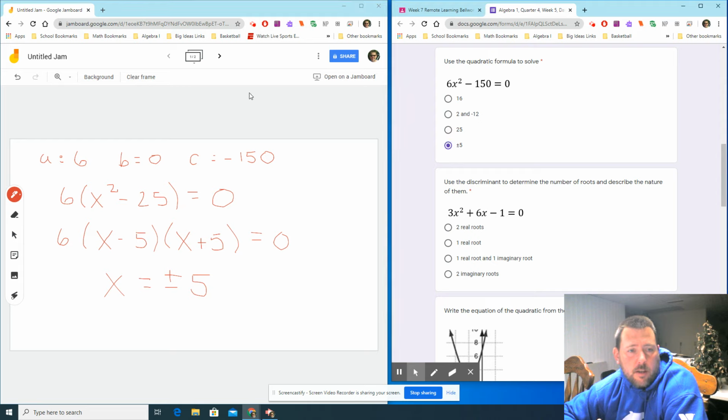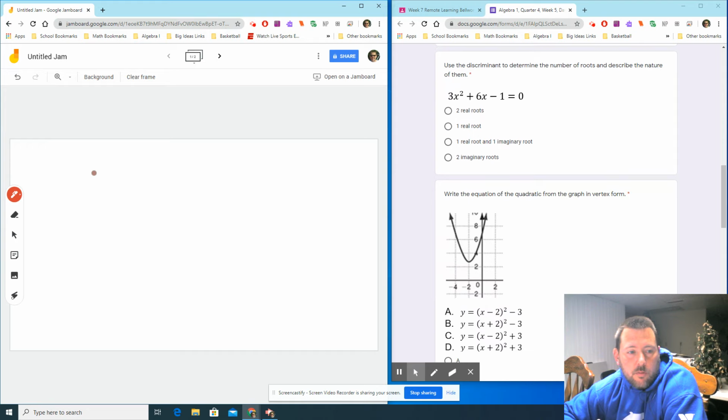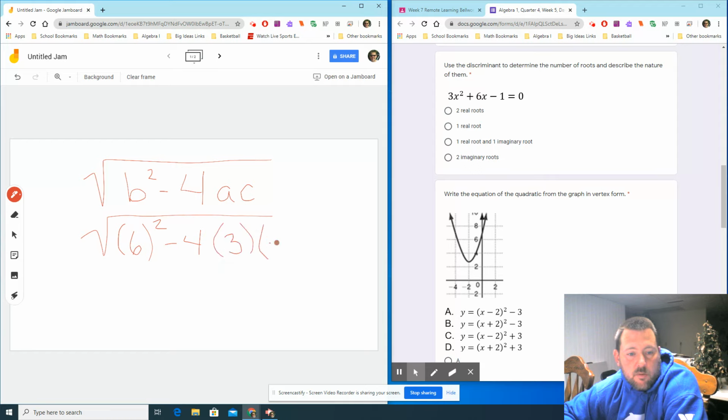We get that answer. All right, using the discriminant. Okay, so here's our discriminant right here: b squared minus 4ac. And we've got an a value of 3, a b value of 6 right here, and a c value of negative 1. All right, so let's go ahead and put that in there. So 6 squared minus 4 times 3, and then times negative 1.